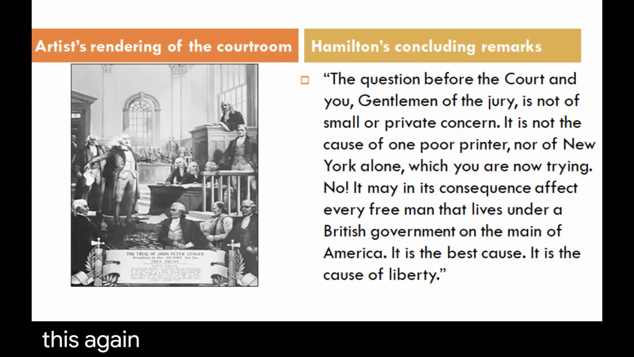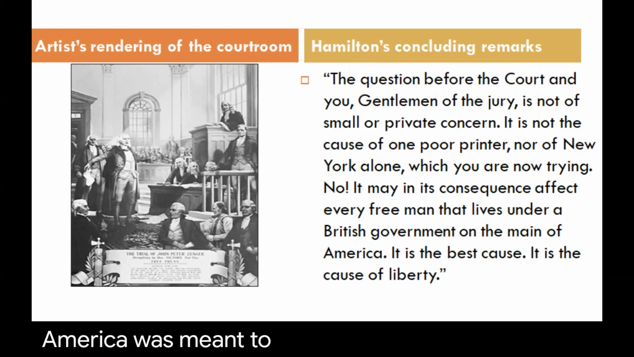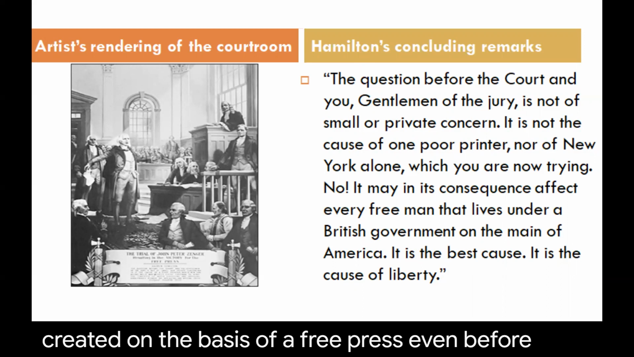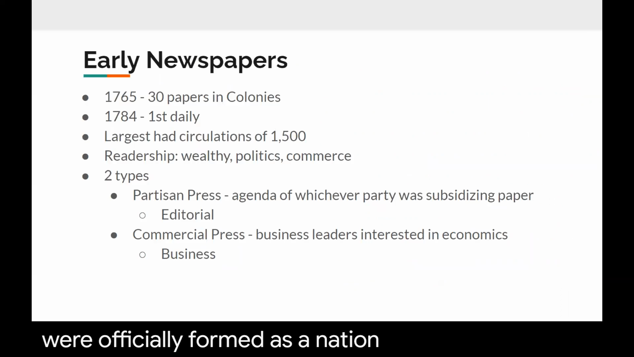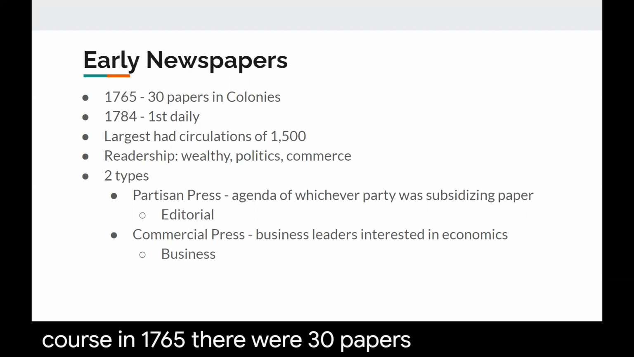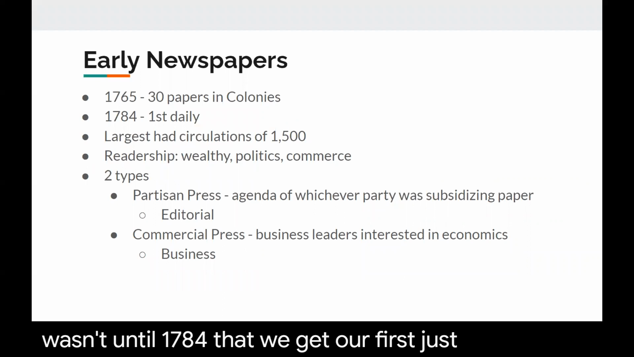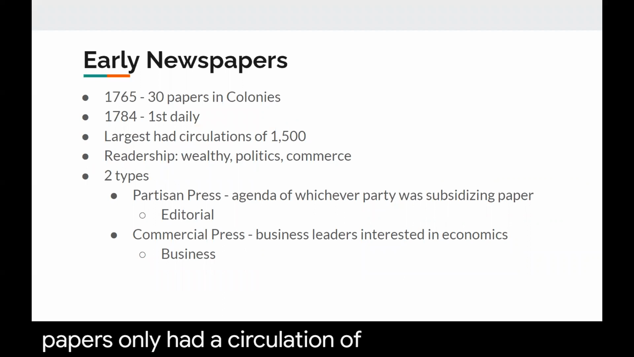And this, again, kind of points to the idea that journalism in America was meant to point to freedom. It was created on the basis of a free press even before we were officially formed as a nation. Now, early newspapers, there were very few in the beginning, of course. In 1765, there were 30 papers in the colonies. It wasn't until 1784 that we get our first daily paper. And the largest of these papers only had a circulation of 1,500 people.